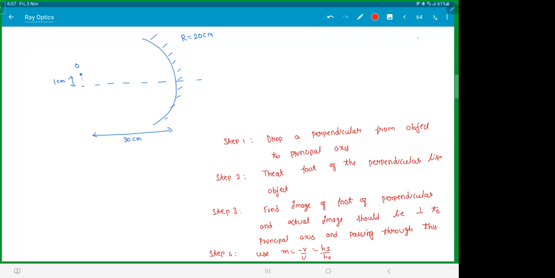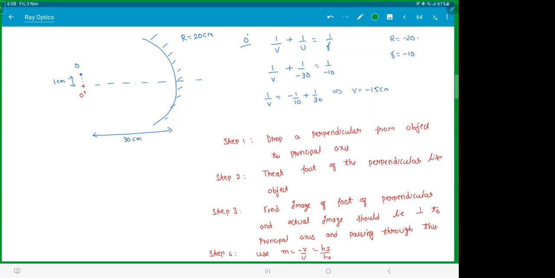Step 1, drop the foot of the perpendicular. Let's call it O dash. For O dash, find the image. 1/v plus 1/u is 1/f. Here u is minus 30. R is minus 20 here, so f is minus 10. We get 1/v is minus 1/10 plus 1/30. If you multiply by 3 there, minus 3 plus 1, minus 2 by 30. So v is equal to minus 15 centimeters.